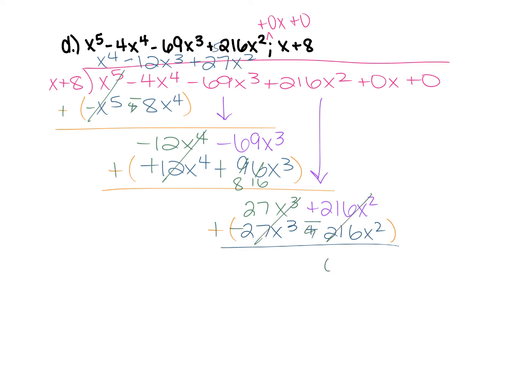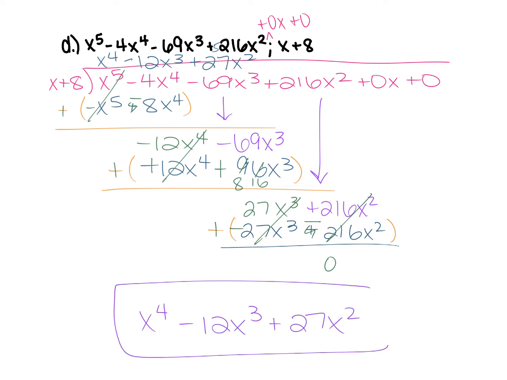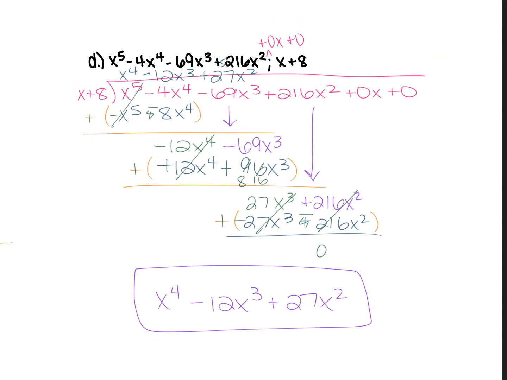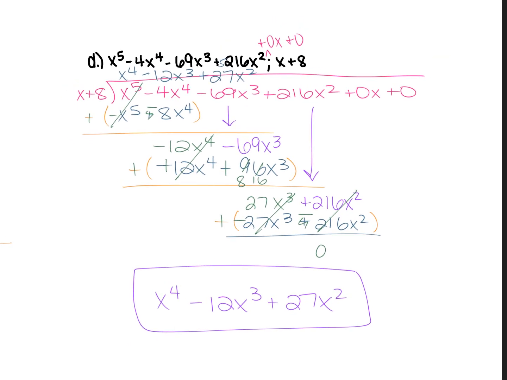These both cancel to give you 0. So then even though you have that 0x and that 0, it doesn't matter because it's just going to be 0 plus 0. So then your answer for this one is just x to the 4th power minus 12x cubed plus 27x squared. With this one, you don't have to put the 0x plus 0 because it is the last terms, and you're left with a remainder of 0.